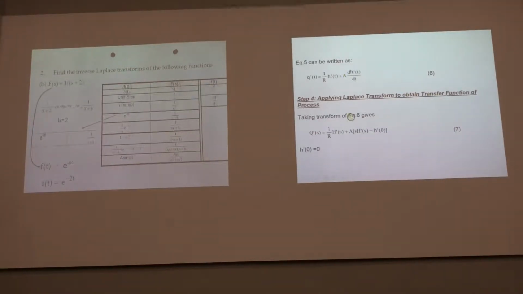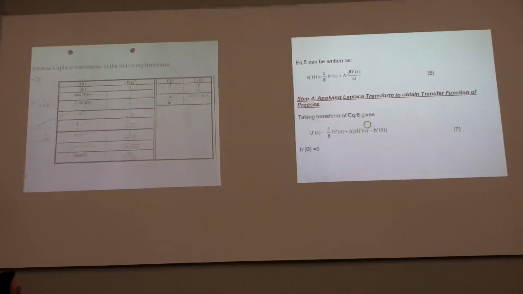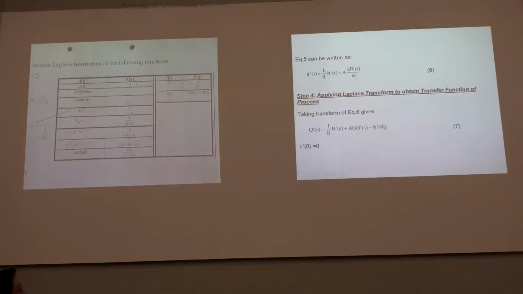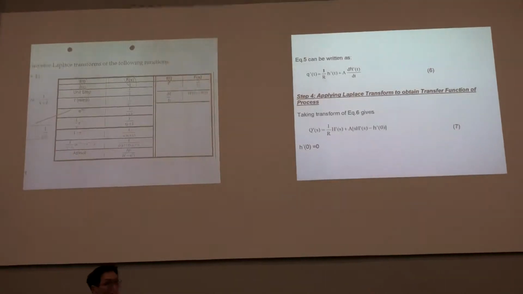A is a constant, I keep it as it is. And dH prime/dt is the differential. If I refer to the table, I should refer to this one and this one. So if I refer to the differentiation, differentiation after transform becomes sF minus small f. So this entire thing after transform becomes s, the small h becomes big H, minus small h(0). So you have sH minus small h(0).